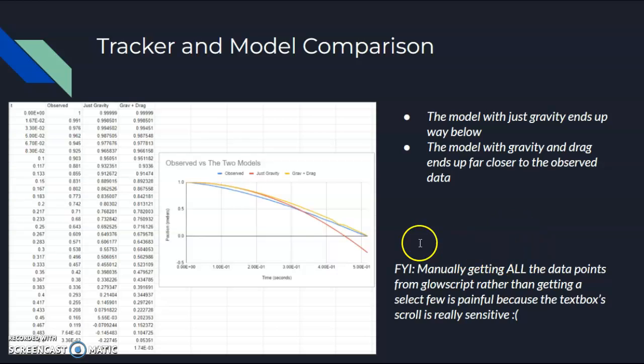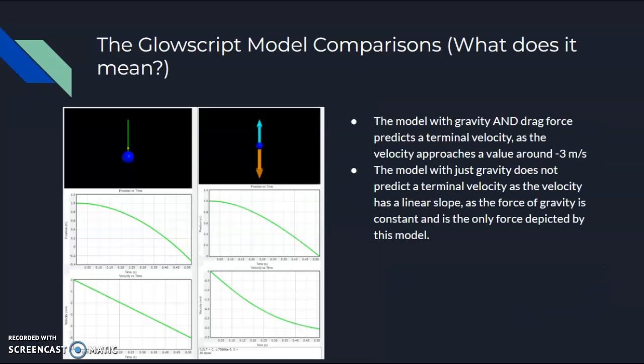I just wanted to put this here. It's pretty difficult getting all the data points from GlowScript rather than just choosing a select few, because the text box scroll is really sensitive on GlowScript. You try to highlight a specific data point and then paste it in here, and then it highlights the entire GlowScript text box. Just a little tangent I wanted to talk about.